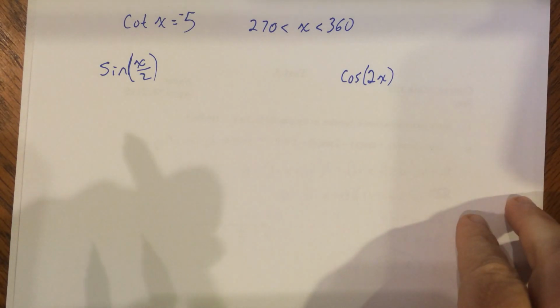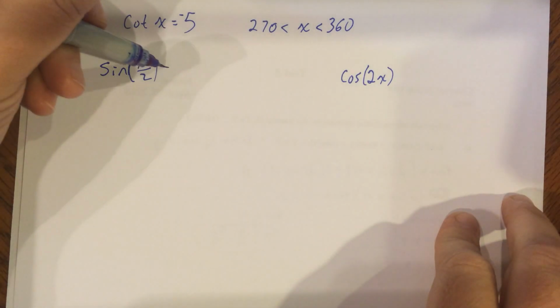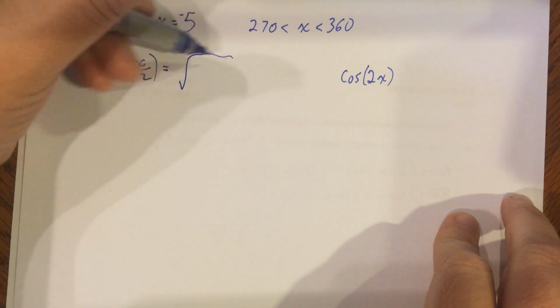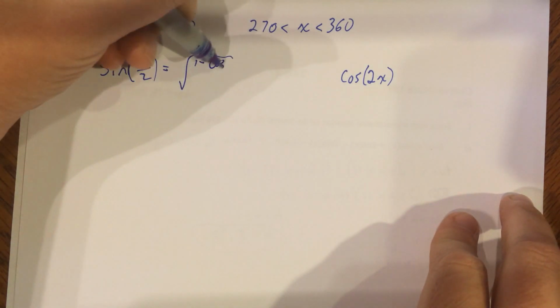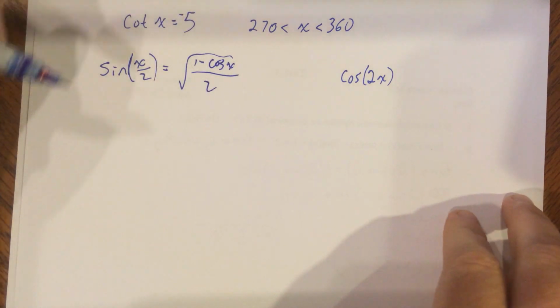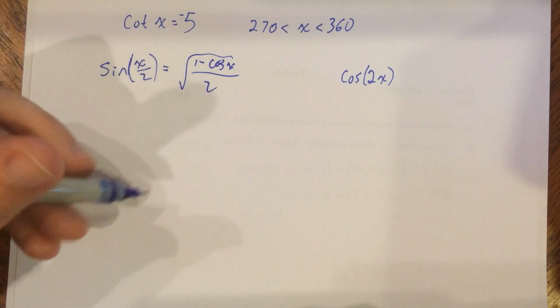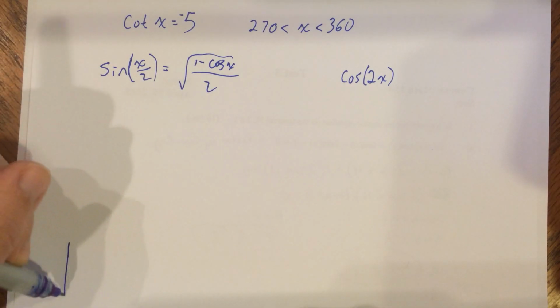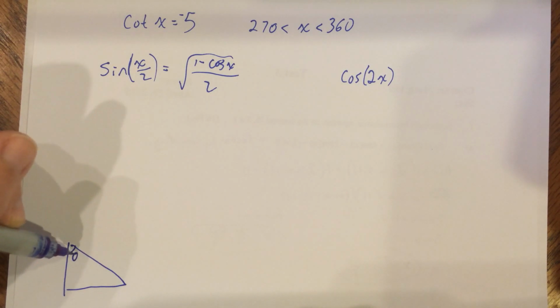First thing I'm going to do is look for sine of x over 2, and I know my formula for that. That's going to be the square root of 1 minus cosine of x, over 2. I don't know cosine of x, I wasn't given it this time, but I can draw it out. I'll come down here and just draw a triangle. So I have a theta.